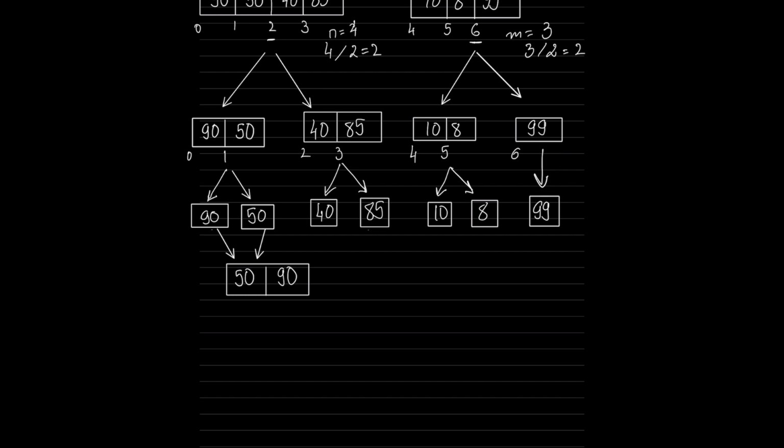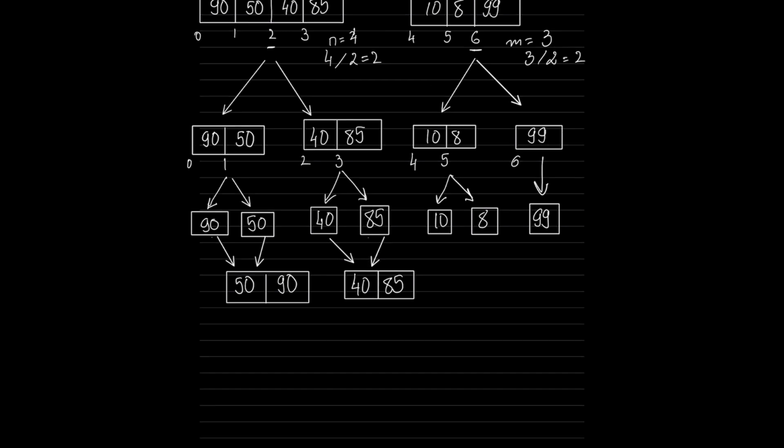We do the same for the rest of the numbers. Let me do it fast. We compare 40 and 85. We compare 8 and 10. 99 is by itself, so we just go along with it.